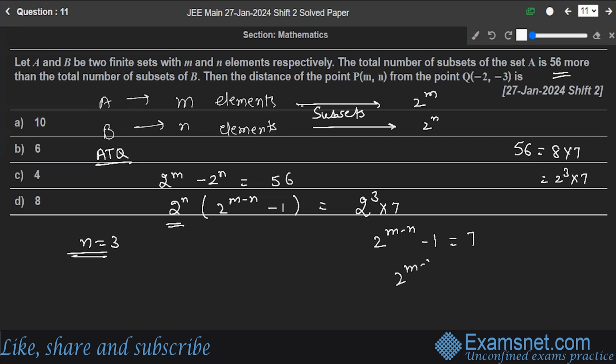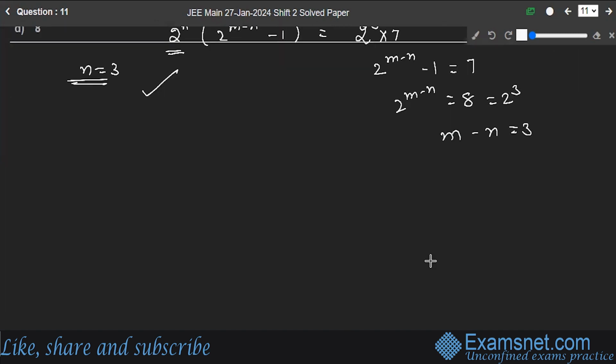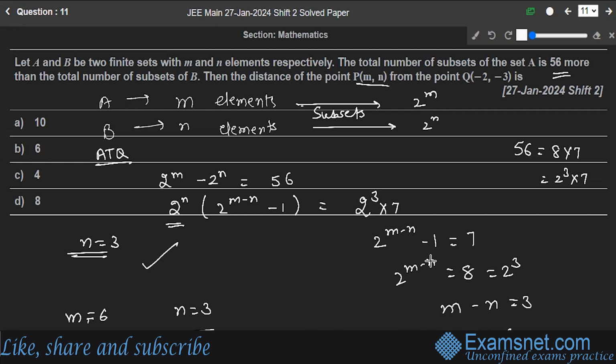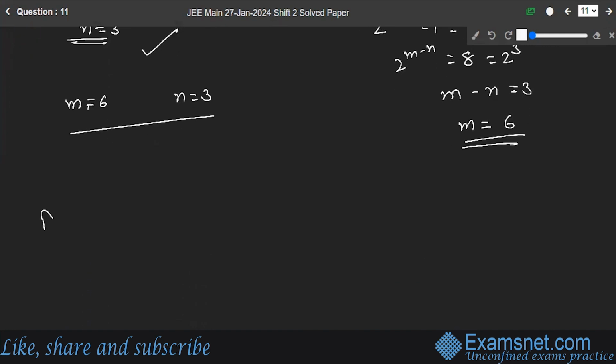That gives you 2 power m minus n is equal to 8, which is equal to 2 power 3. M minus n is equal to 3. N is already 3. That makes m is 6. Right? You got m as 6, n as 3. Now, what you need in the question is you want to find the distance of these 2 points. Easy. Actually, what you needed in the question was only m and n. Finding the distance is just an extension given to the question, nothing else. So you have to find out the distance between the point 6 comma 3 and what was another point, minus 2 comma minus 3.